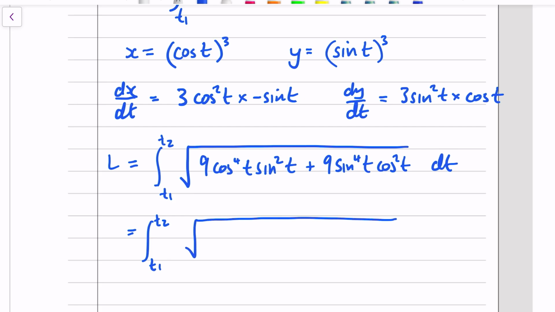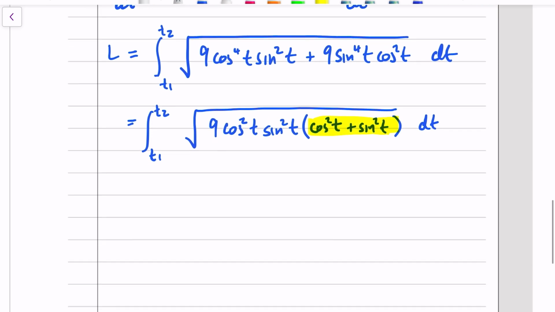The common factor is 9 cosine squared for each of the terms and sine squared for each of the terms. And then the brackets, well, the first term has another cosine squared, and the second term has another sine squared. And that, my friends, is equal to 1. And then we can square root the stuff in the front because it's now a product. Originally we had a sum of two things. We've turned it into a product, so we can square root that.